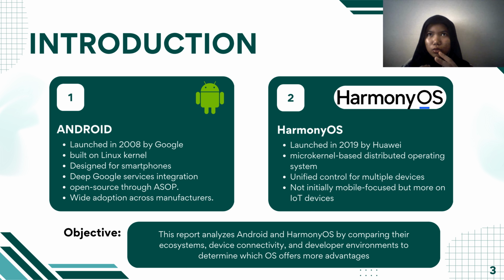HarmonyOS allows users to control different types of devices manufactured by Huawei in one interface. For example, a user can adjust lighting or control home appliances with just one swipe from their HarmonyOS integrated smartphone. HarmonyOS also was not initially built for smartphones, but instead focused more on IoT devices.